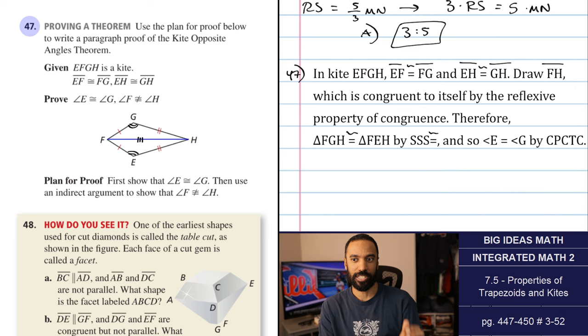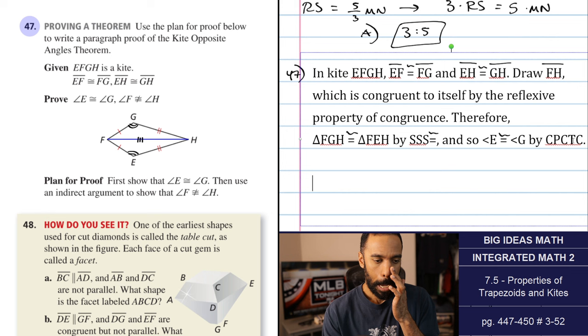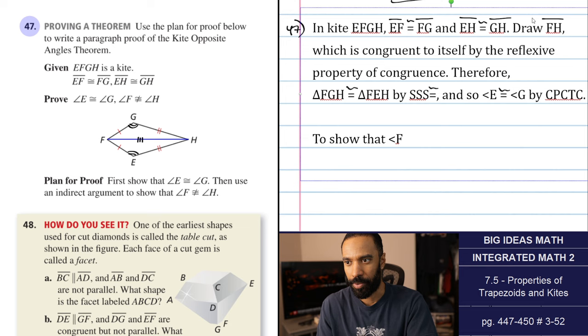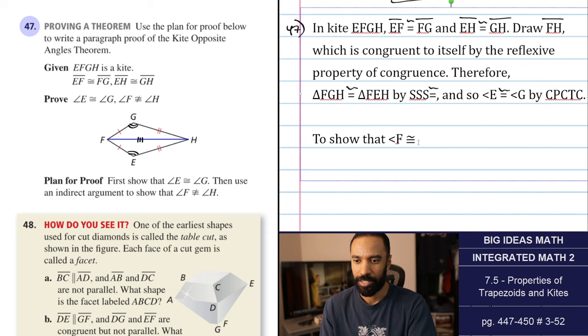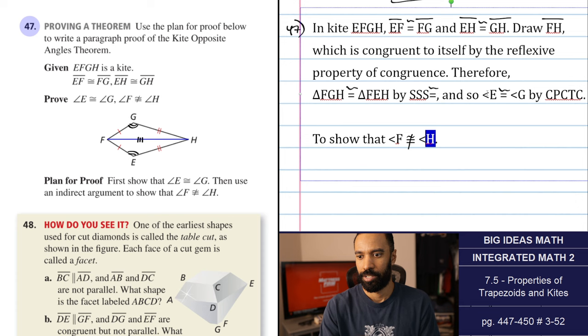So let's see how I do indirect arguments again. I cannot exactly remember. Like, first we assume that it is true and stuff like that. Okay, that's what I think. Okay, to show that angle F is not congruent to angle H. See, I didn't know we were allowed to say the not congruent symbol. That's something I think I wanted to use before. I don't have that on here. So I'm going to do this for a second. Let's do a slash. And I didn't realize I had a congruent symbol here.